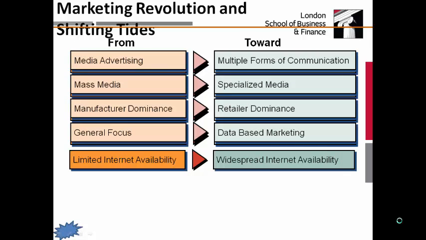Originally, it was limited internet availability. In the 1990s, when it was categorized as the dot-com boom era, there was a limited availability of internet for the sake of business development, business activities, business processes. But nowadays, the internet is widely spread and used, which is very much effective.